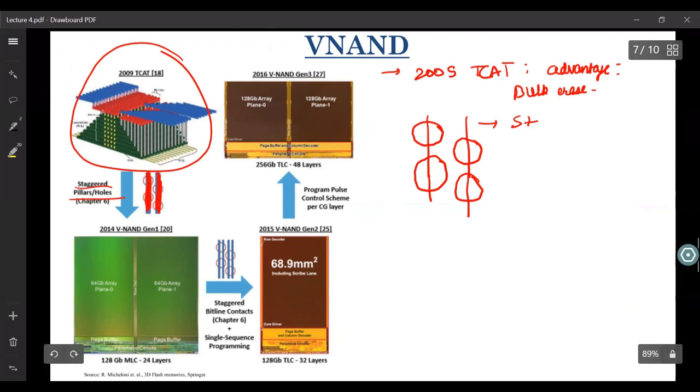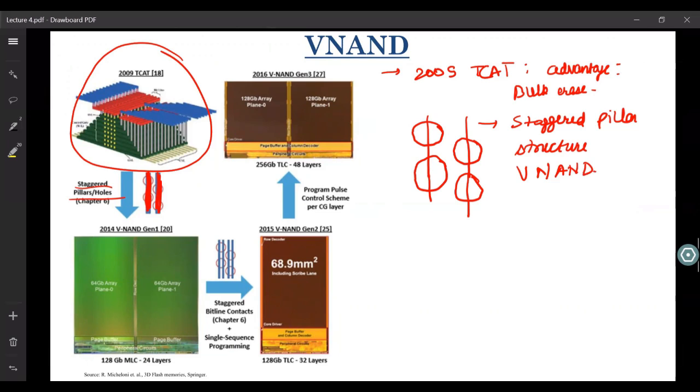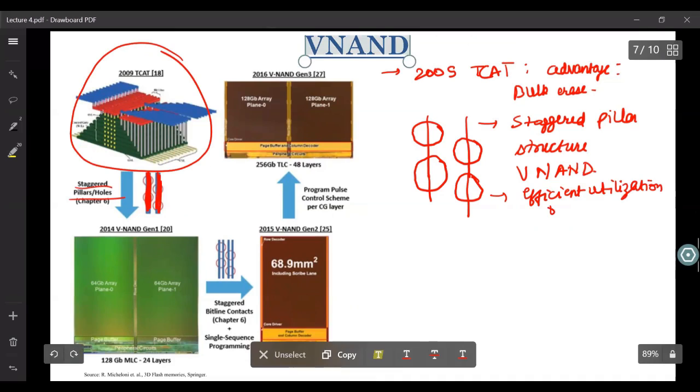So the staggered pillar structure was introduced in VNAND as an evolution of TCAT, and that led to efficient utilization of area.